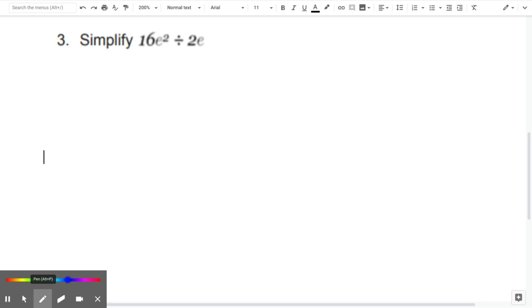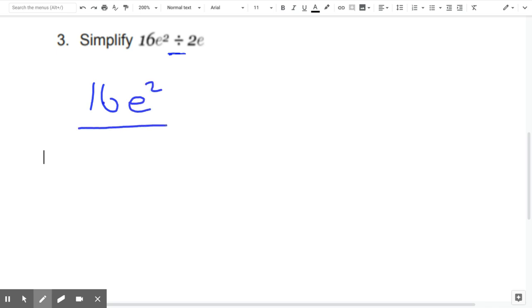Okay, so this time we'll look at question 3 from chapter 2 revision questions, and we've got to simplify an equation again. We've got 16e squared divided by 2e. Now, it's possibly easier to rewrite the division in the first instance as a fraction type of division. So we'd have 16e squared over 2e, and so that will help us to simplify this equation slightly.